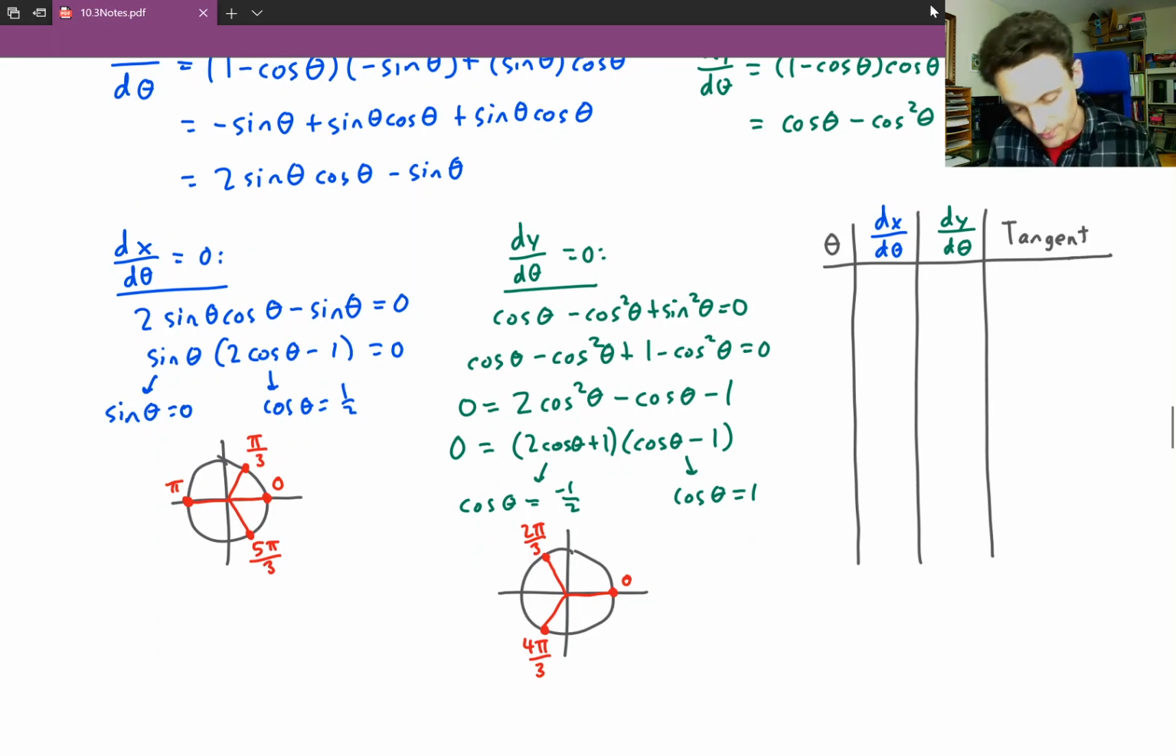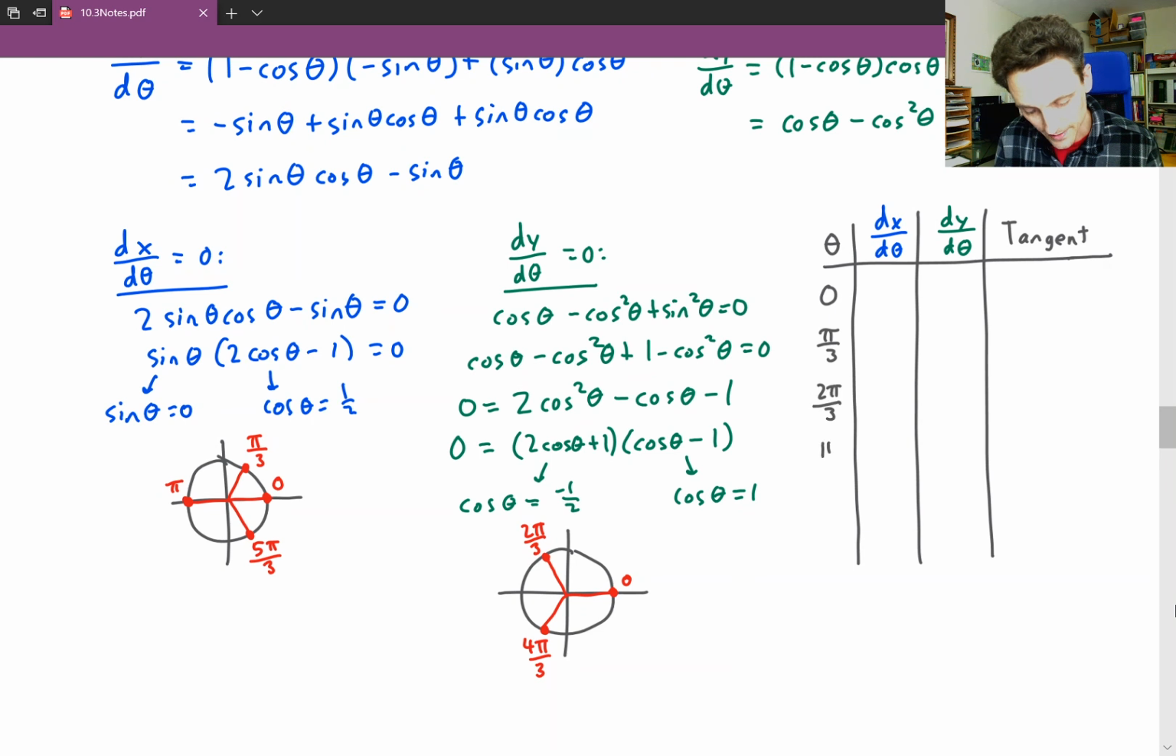So the theta values that we got are just all the theta values that are solutions to either dx d theta equals 0 or dy d theta equals 0. Those are going to be the key theta values where something might be happening, either a horizontal or a vertical tangent line. So let's write all of those in order. We have 0, pi over 3, 2 pi over 3, pi, 4 pi over 3, 5 pi over 3.